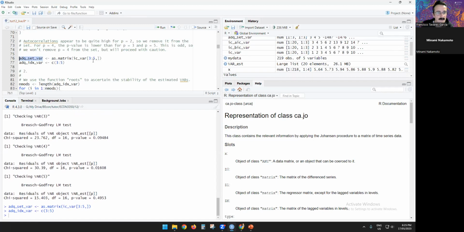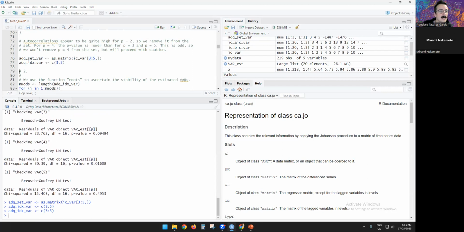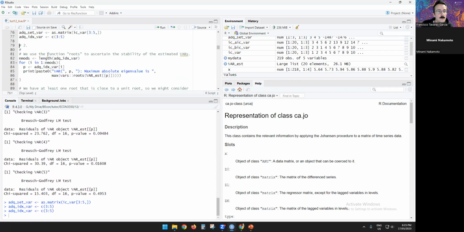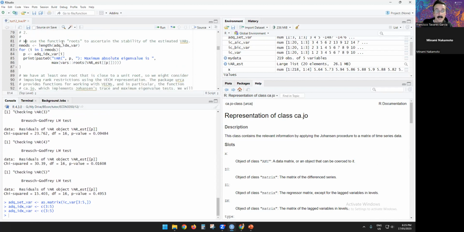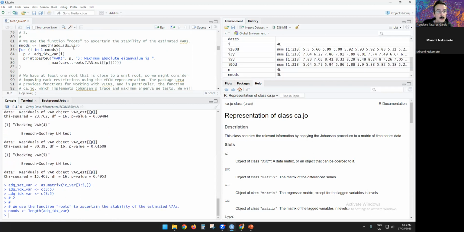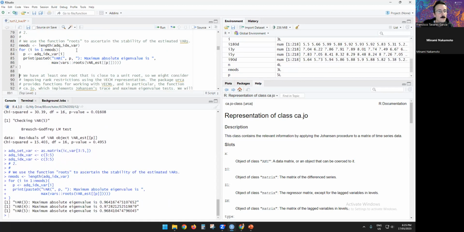I'll set this adequate set VAR from 3 to 5 instead of 2 to 5. Now it's just 3 to 5, just 3 models, and adequate index VAR 3 to 5. Now, for the roots, for the eigenvalues, we will use the function roots as we did last week. So the number of models should be just 3 now, because we remove VAR2. And we will run this from 1 to 3. We'll get the lag, and then print paste VAR p, the maximum absolute eigenvalue is. We're taking the max and then running roots from the package vars for that model.